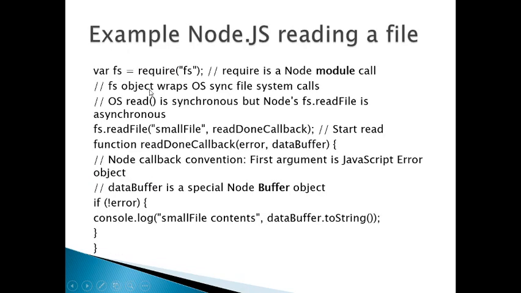This is just an example. Here you can see what it is doing. fs is equal to require fs. So we are adding a system module fs into our application with the handler fs. Now fs can read files with synchronous or asynchronous communication. fs.readFile, we are providing the file name, small file, and we are providing a callback. This callback will provide the data or the error.